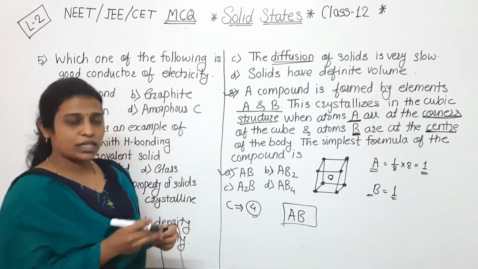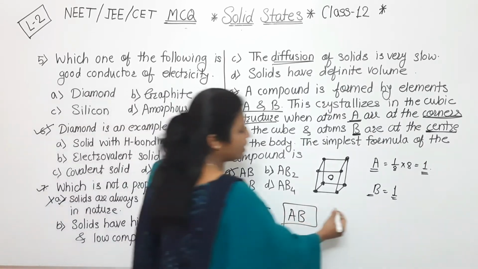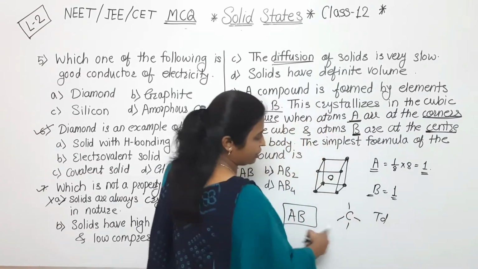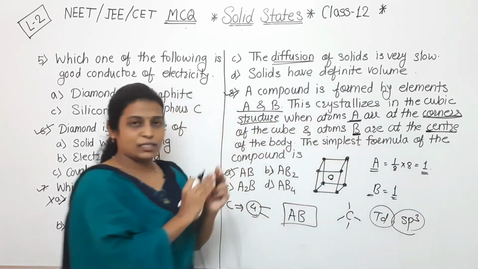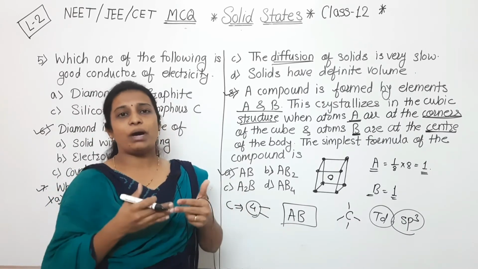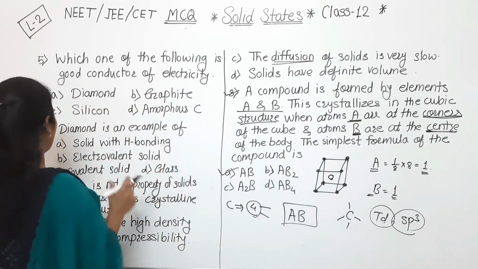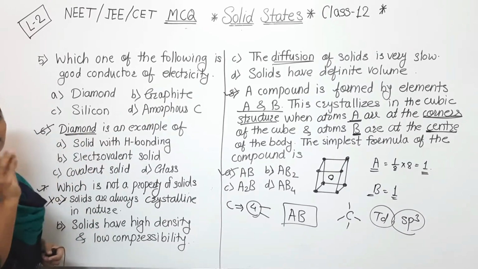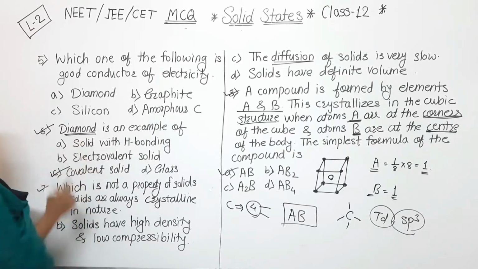To complete its octet, it will prefer to lose or gain electrons. According to that, as we know, in diamond carbon has tetrahedral geometry and its hybridization is sp3. Since sp3 hybridization means there is a presence of single bonds, and a single bond is formed by sharing a pair of electrons, that is nothing but the covalent bond. So immediately we get the idea: diamond, graphite or fullerene, anything like that, the answer will be covalent solid. See, option C is the answer for this MCQ.